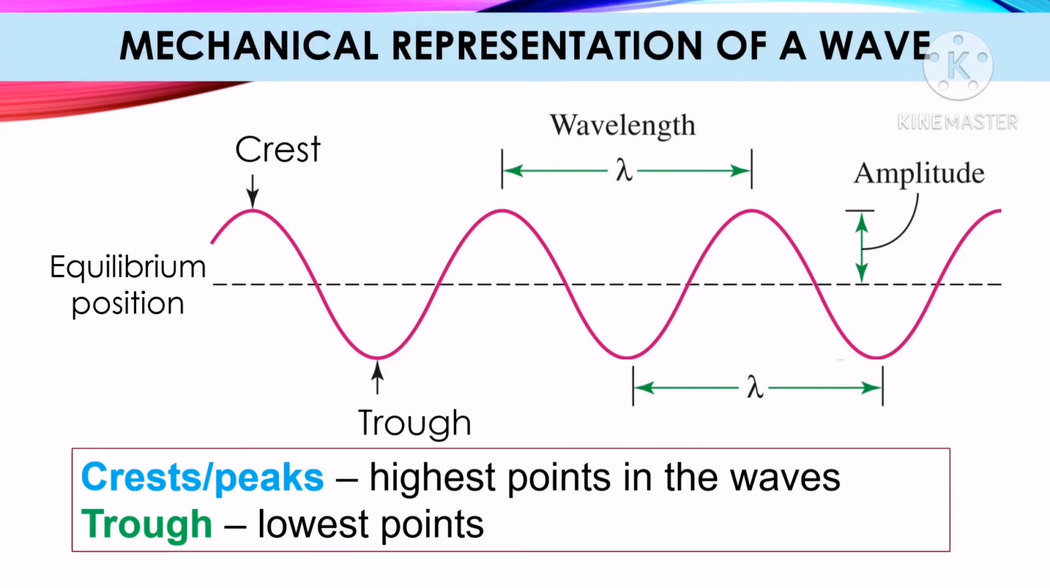Here is a mechanical representation of a wave. The broken line is the equilibrium position. The crest is the highest point in the wave, while the trough is the lowest point. The distance from one crest to the next crest, or from one trough to the next trough, is called wavelength. Amplitude refers to the maximum amount of displacement of a particle on the medium from its rest position or from the equilibrium position.